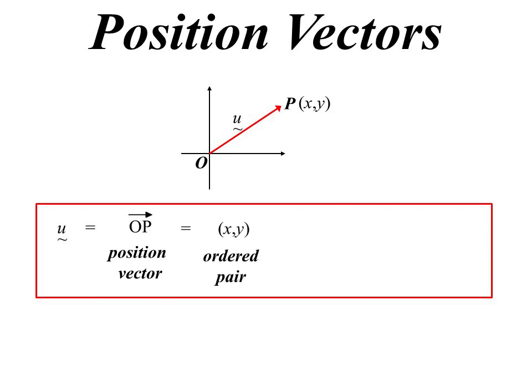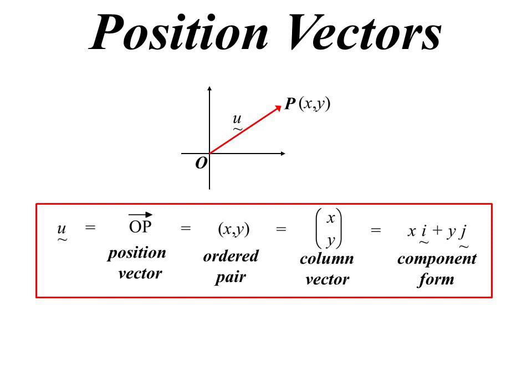We could write it as an ordered pair, probably least common of them all because it can be dangerous doing it that way. Column vector's a bit better, where we write it that way. And of course we could break it up into its actual component form. So x in the i direction plus y in the j direction. So different ways we saw vectors.